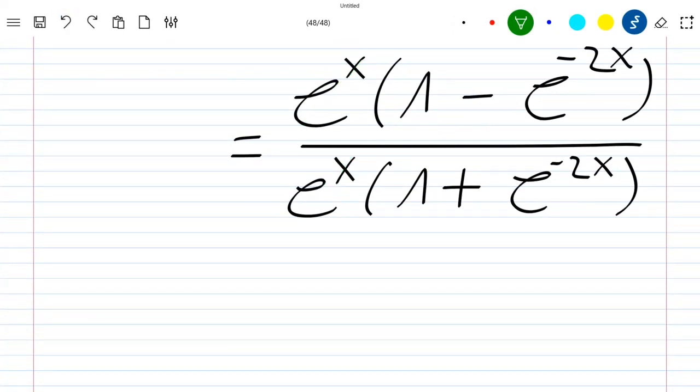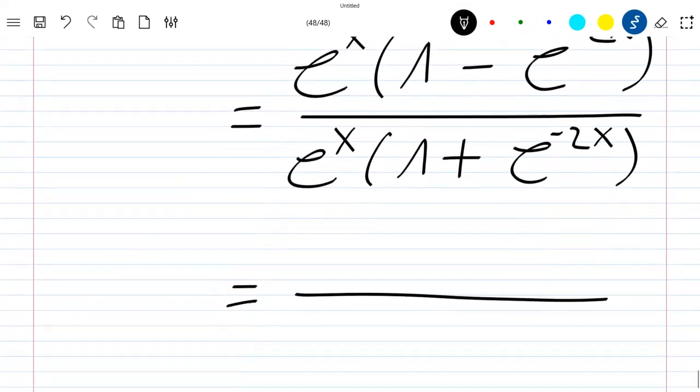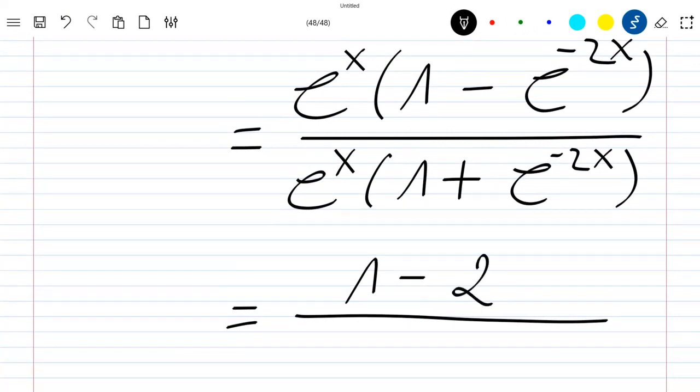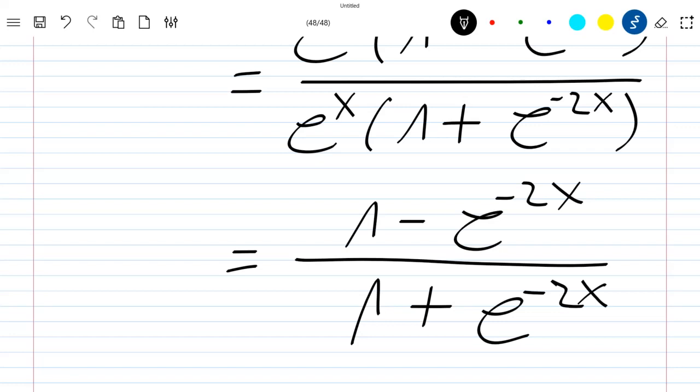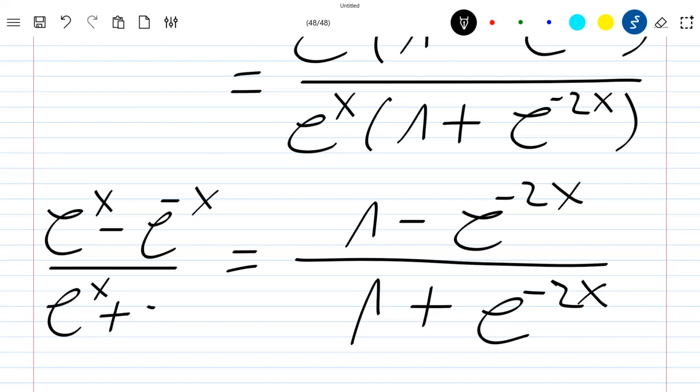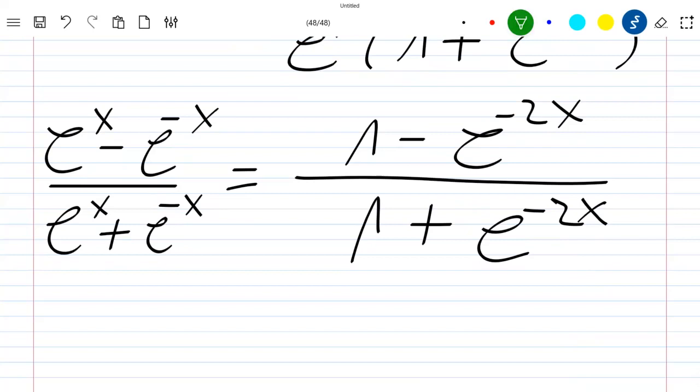So we are going to have here 1 minus exponential minus 2x divided by 1 plus exponential minus 2x, which is the first equality that we just showed. So exponential x minus exponential minus x divided by exponential x plus exponential minus x is equal to this one. So we just showed that this is equal to this.